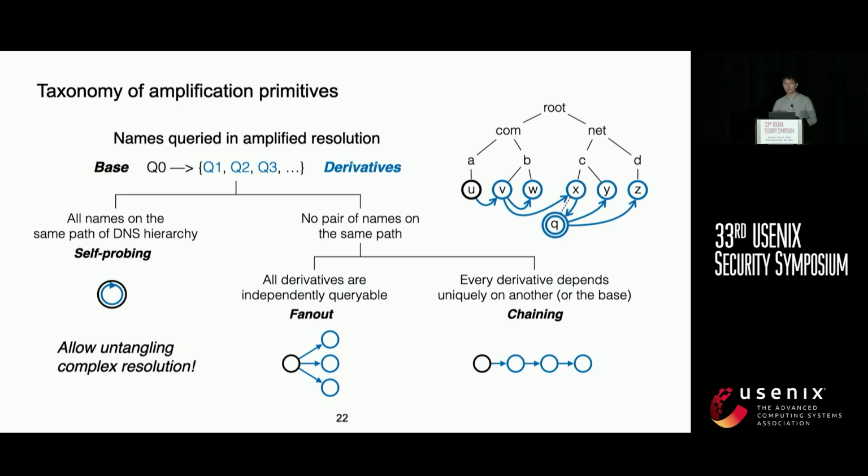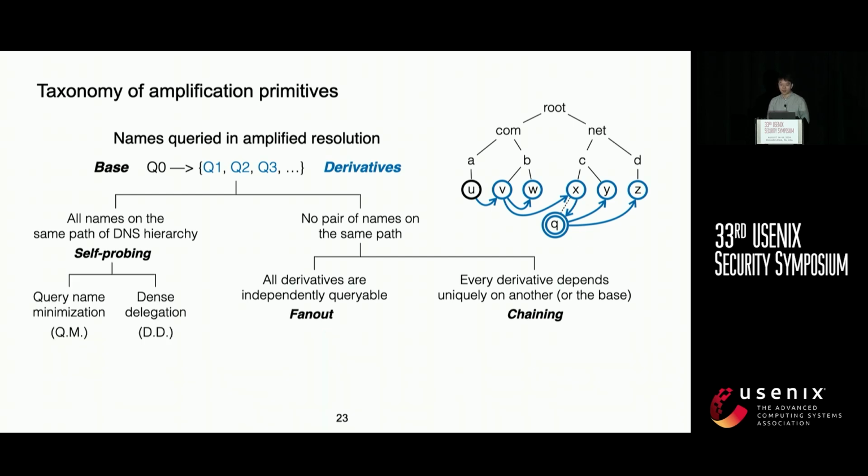So what's nice now about this classification is that we can break down any complex resolution process into the three atomic forms, right? But before that, we must know how each of them is realized. There are two possible ways to realize self-probing. The first one, query name minimization, is a privacy-enhancing mechanism with known amplification effect. The other one, what we call dense delegation, exploits the innate delegation and the iterative resolution mechanism of DNS. And we find it for the first time.